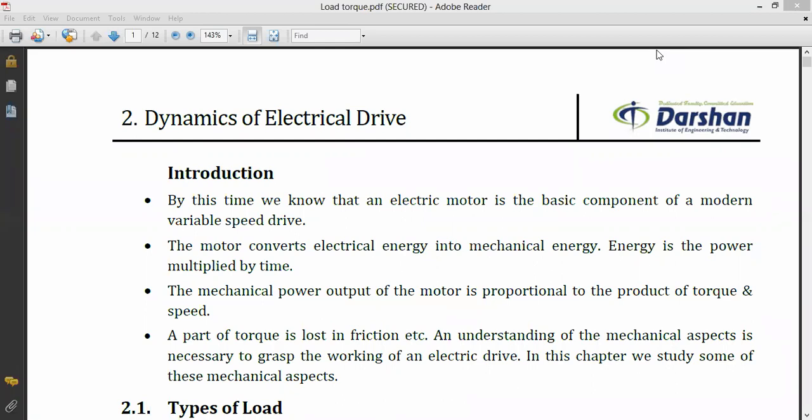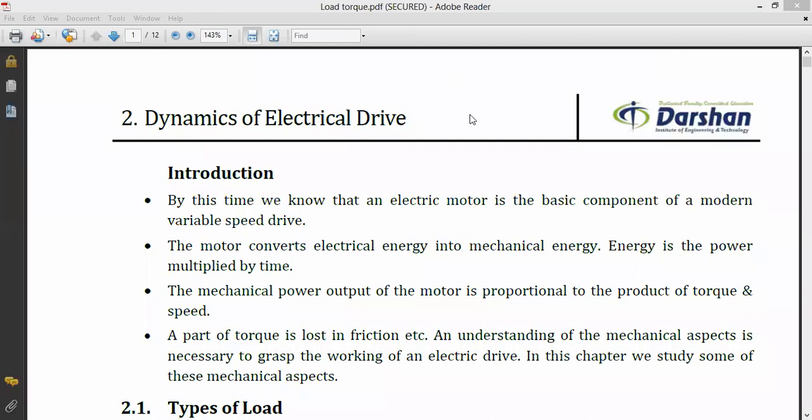Now, today we come to the dynamics of electric drive. Dynamics of electric drive means we have to perform certain operations. Under certain operations, we have particular areas of application, and you have to discuss all these areas of application, that is, how in a particular application your drive system can work.